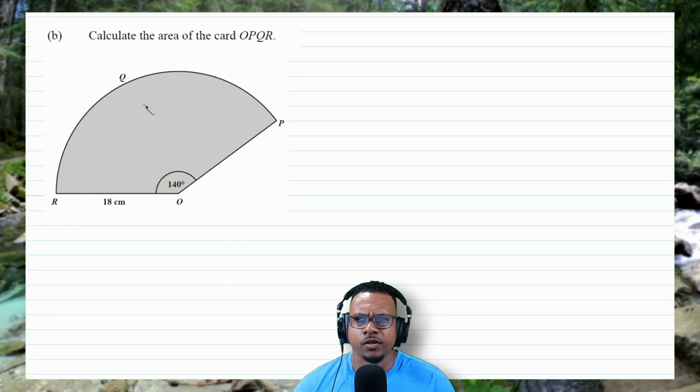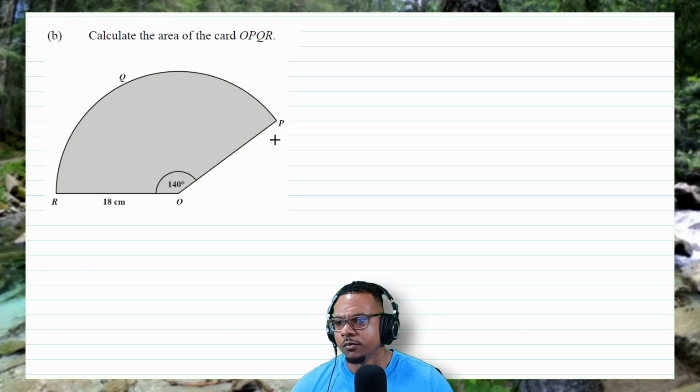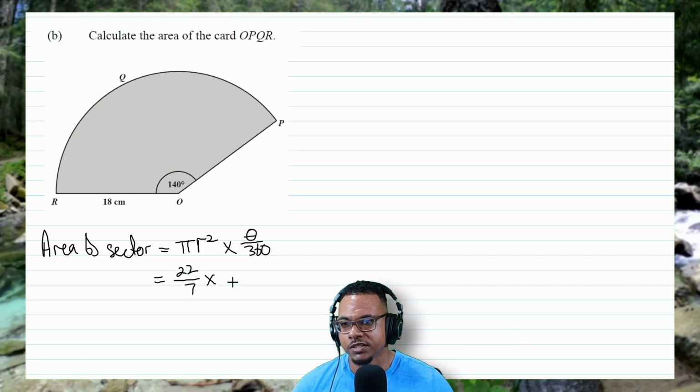Now for part B, they want us to calculate the area of the card, which is the sector here. So the area of the sector is equal to the area of a circle, which is pi r squared, times theta over 360. Again, they want us to use pi as 22 over 7, so 22 over 7 times the radius squared, which is 18 squared, times theta, which is 140 over 360.